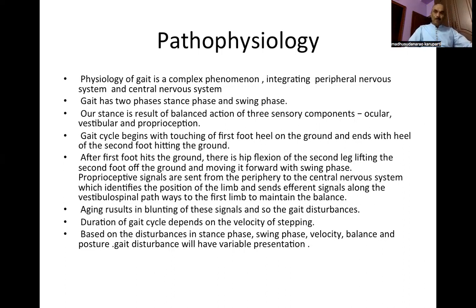So the cycle begins with the hitting of the first leg on the ground, heel on the ground, followed by the second leg flexing at the hip, moving forward, and hitting the heel on the ground. That means the total gait cycle includes from the time the first leg hits the heel on the ground, and ends with the second leg hitting its heel on the ground. So in this phenomenon, there is a stance phase and a swing phase.